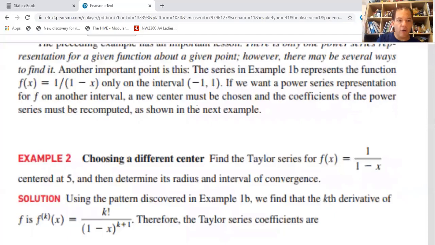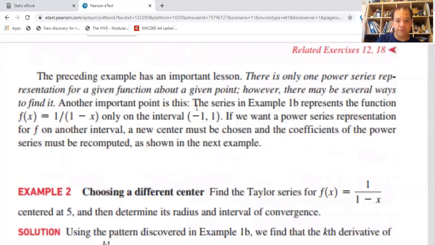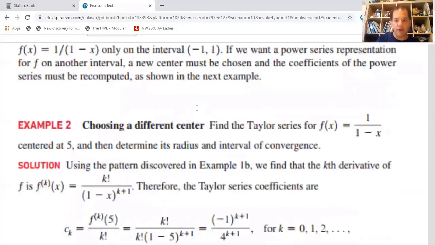Okay, so here's example 2. The one we want to do now. So what happens if we do the same function? You'll notice here, we're going to be using the same function, f of x equals 1 over 1 minus x. But now the center is going to be 5. So we want to find out what is the Taylor series and find the interval of convergence. All right? So let's do it. Example 2.